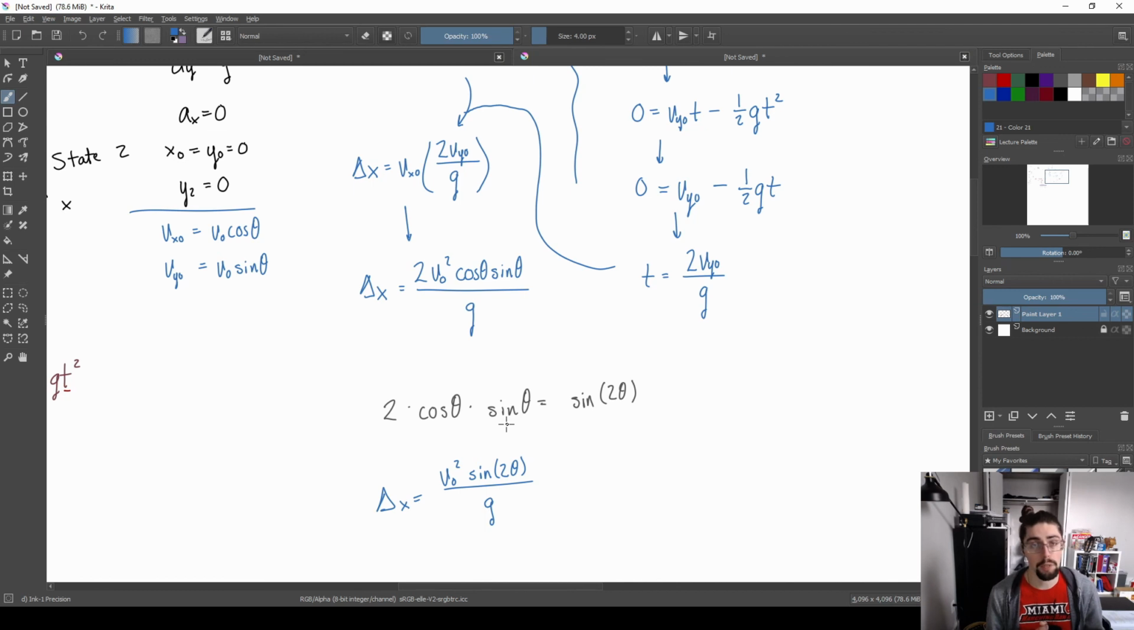What angle do I have to plug into sine to make it equal 1? Technically, if I'm plugging in an angle into sine, it's 90 degrees that makes it 1, but in this case, since I have 2 times theta, 90 divided by 2 would give me 45 degrees, gives maximum range.